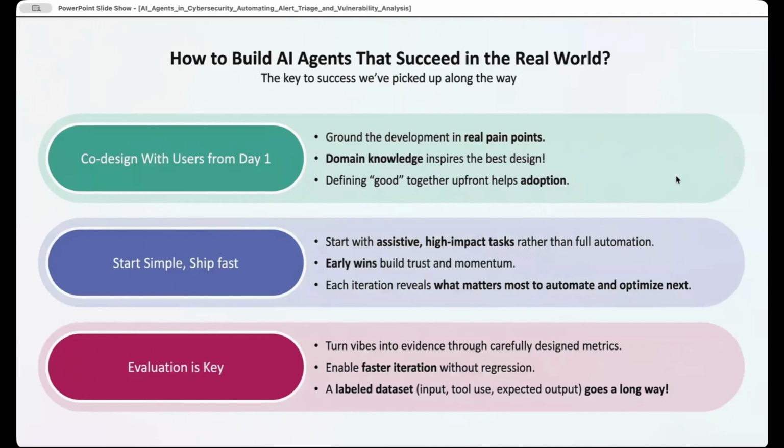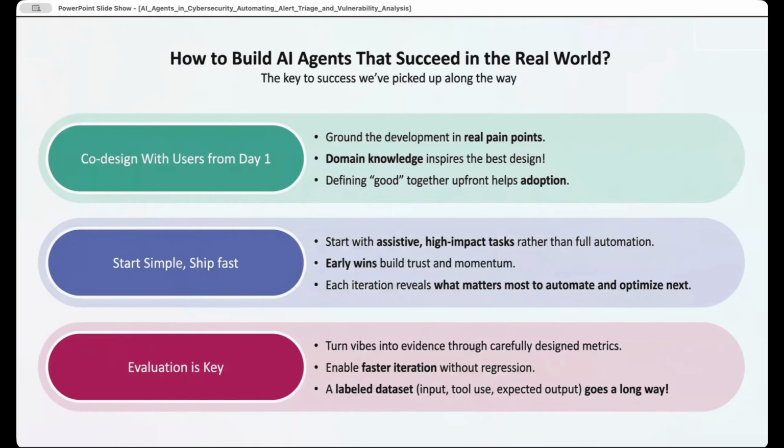So I think that covers the majority of their technical block. They also share learnings about how to build AI agents that will succeed in the real world. And then there are lots of lessons learned when they are building this system to make it helpful for the human analysts. So the first lesson is co-design with the users from day one.